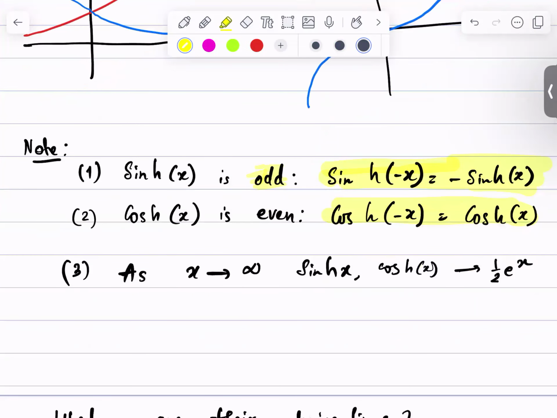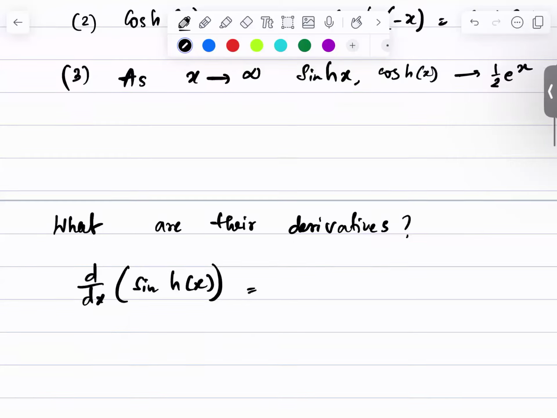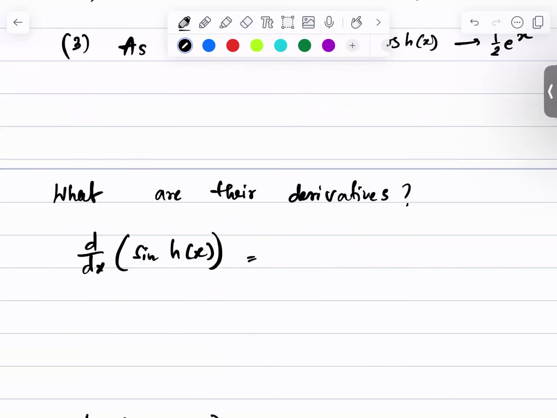And also the third remark is when you take x to be infinity, then sine hyperbolic and cosine hyperbolic tend to half e to the x. Okay, cool. Now the next question naturally would be, what is the derivative of these functions?